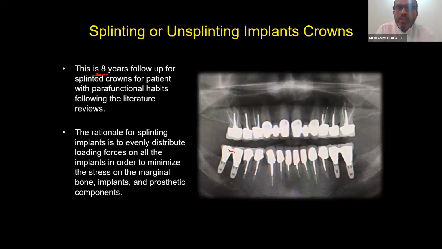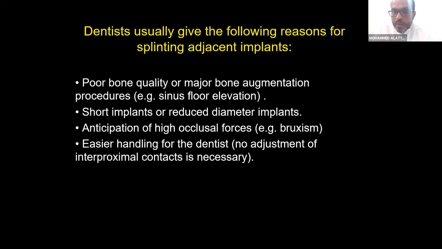Look at this patient, who has a bruxing habit, and where we placed almost non-ideal implants, almost like short implants. We thought about how to distribute the force in this area. For that reason we did a splinted prosthesis, and we ended up with a nice result. When do we need to splint our implants rather than replace each missing tooth? If we have poor bone quality or the area is augmented, you need to connect or splint your final prosthesis. If you have a non-ideal implant like a short implant or reduced diameter implant, definitely you need to splint your final prosthesis.